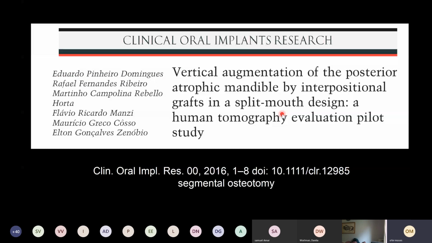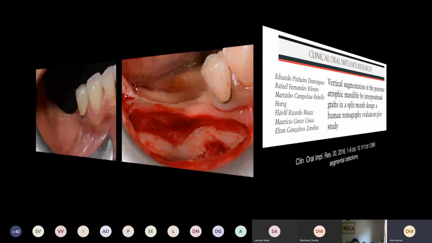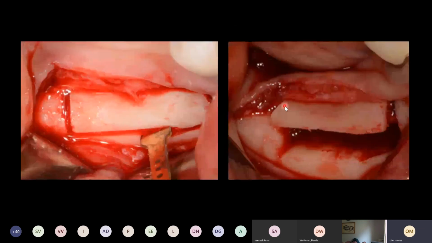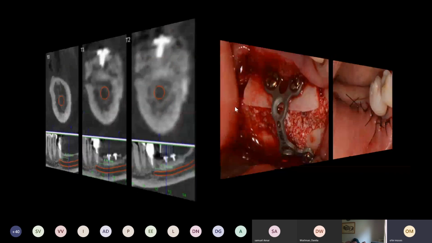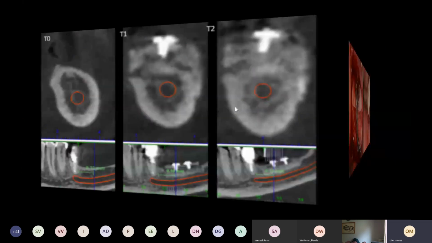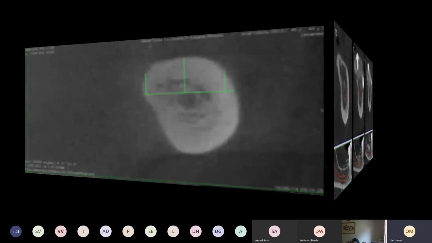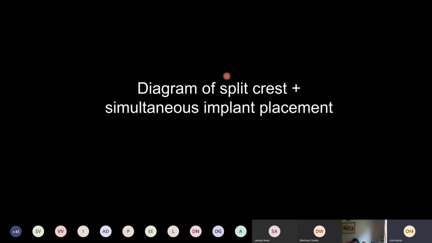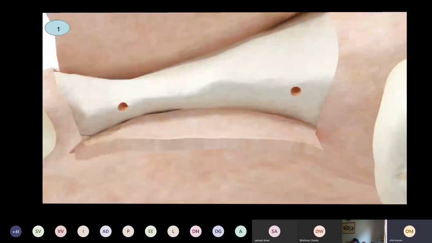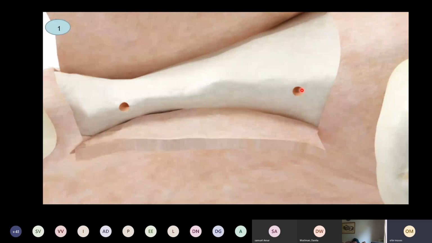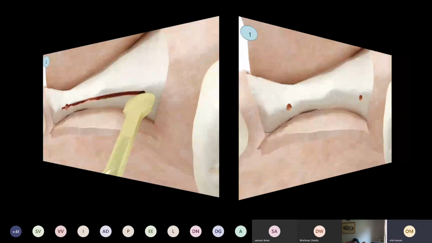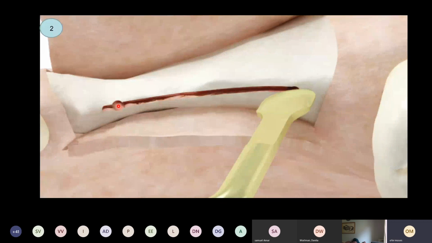Let me just summarize this part of my seminar: a diagram of split crest simultaneous implant placement. As we said before, we split the crest and we want to put two implants here. First we mark the place of the planned implant. So first we do this. Then we do a split crest. Here is the marking of the anterior implant. Then we go in with an osteotome.